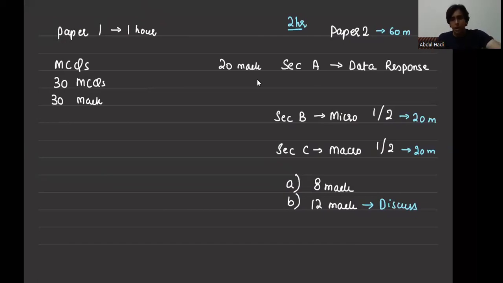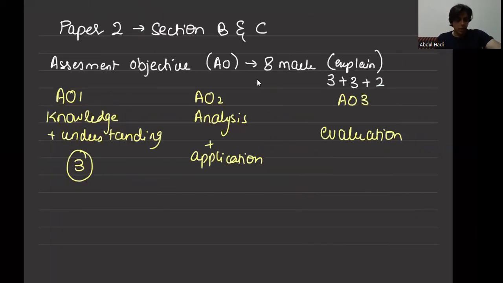Your answer in AS Economics is checked according to what's called assessment objectives. This is for section B and section C only, not for section A. Only these two sections. So now what is an assessment objective? Think about it as a border. The examiner divides your answer according to assessment objectives and gives you marks according to those assessment objectives.